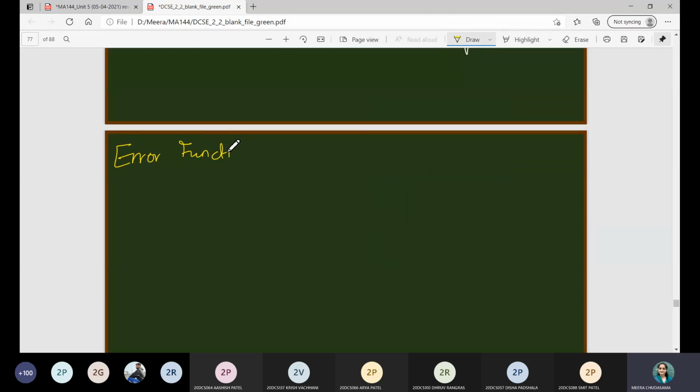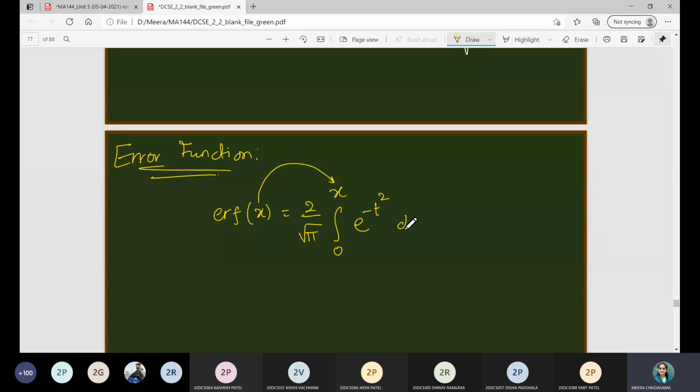It is also defined in terms of integration. First of all, the error function is denoted with the letters ERF. ER stands for error and F stands for function. So erf of x is the notation of the error function, and it is given by the integral 2 upon square root of pi, integration 0 to x. Whatever the function's argument is, that will be the upper limit of the integration, and the integrand in this case will be e raised to minus t square dt. So this is the error function definition.